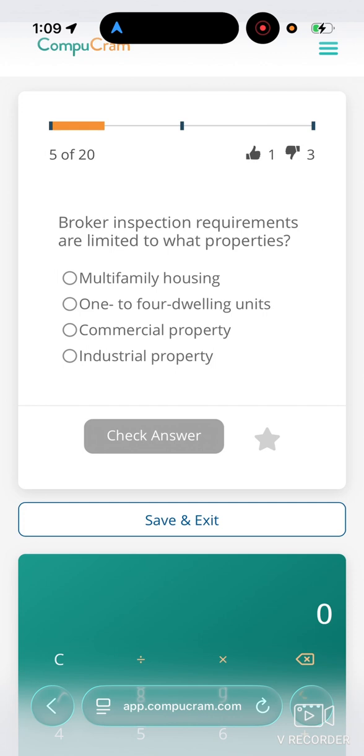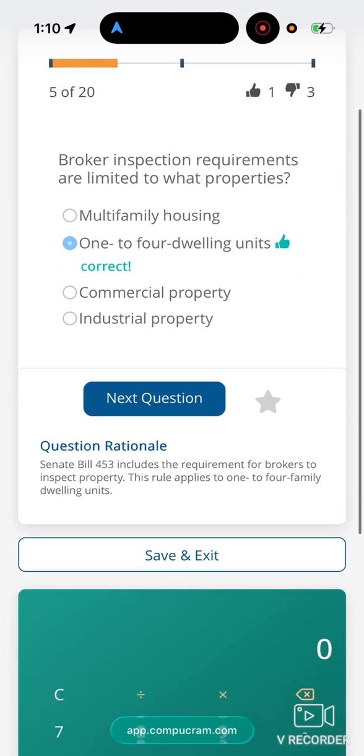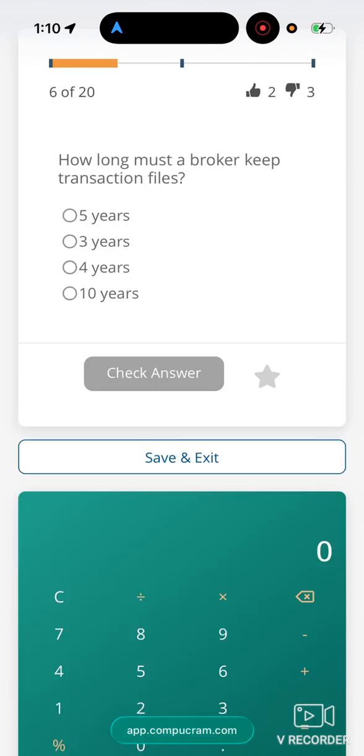All right, number five. Broker inspection requirements are limited to what properties? Multifamily housing, 1 to 4 dwelling units, commercial property, industrial property. 1 to 4 dwelling units. Senate Bill 453 includes the requirement for brokers to inspect property. This rule applies to 1 to 4 family dwelling units.